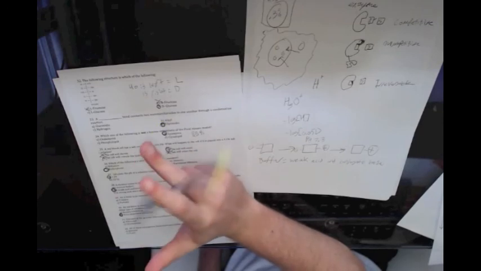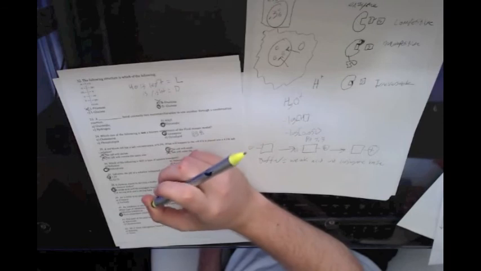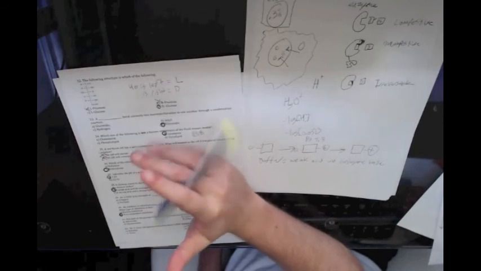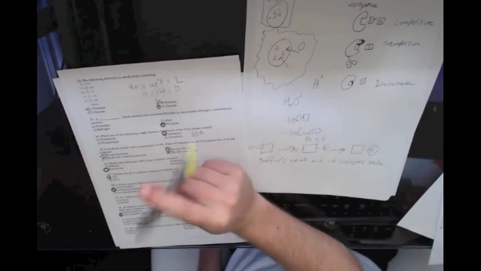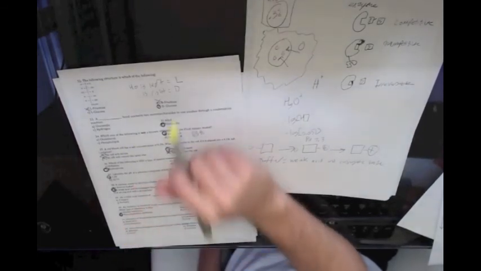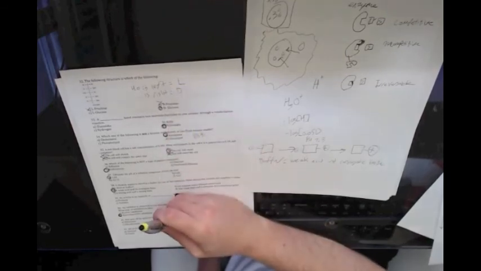Okay, one part of the genome that encodes for a particular protein is a what? Ribosome, lysosome, chromosome, or gene. That's the definition of a gene. A gene is part of the genome that encodes for a particular protein. So, answer choice D.